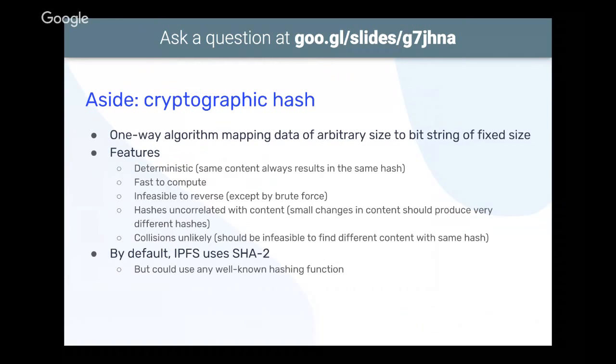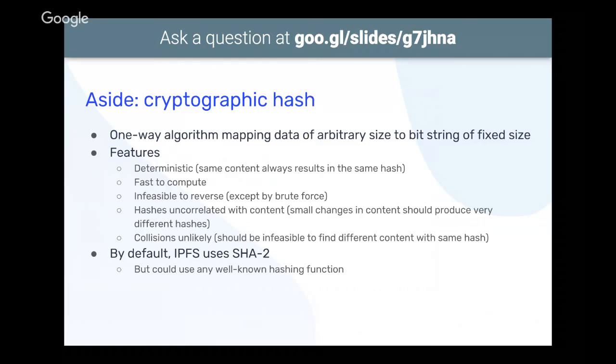So, a quick aside here on cryptographic hashing. A cryptographic hash function is really just a one-way algorithm that is used to map data of arbitrary size to a bit string of some fixed size. Generally, these algorithms are deterministic, so you get the same hash if you use the same content each time. They should be pretty fast to compute because we've got a lot of data to share between people in a short amount of time.